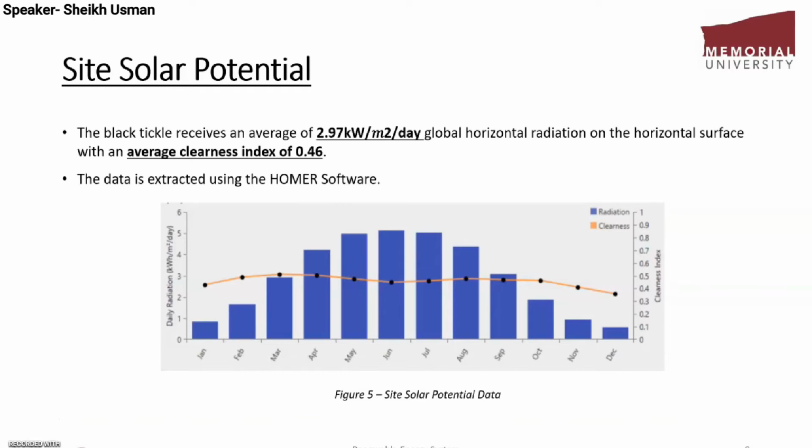Alright, so next we have the site solar potential. As you can see in the figure, the selected site has an average solar potential of 2.97 kilowatt-hours per square meter per day, and the average clearness index is 0.46. The picture is taken from the HOMER software so that we can depict how these parameters look.